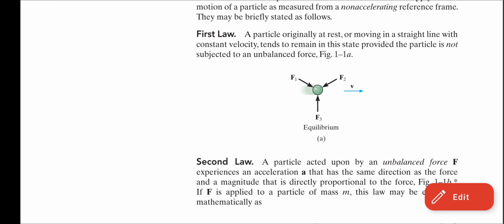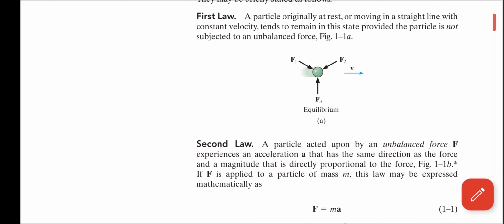Okay, when many forces act on one point, like a particle, it's under equilibrium, and when it's under equilibrium, the resultant of all these forces, or the summation of these forces, is always zero.